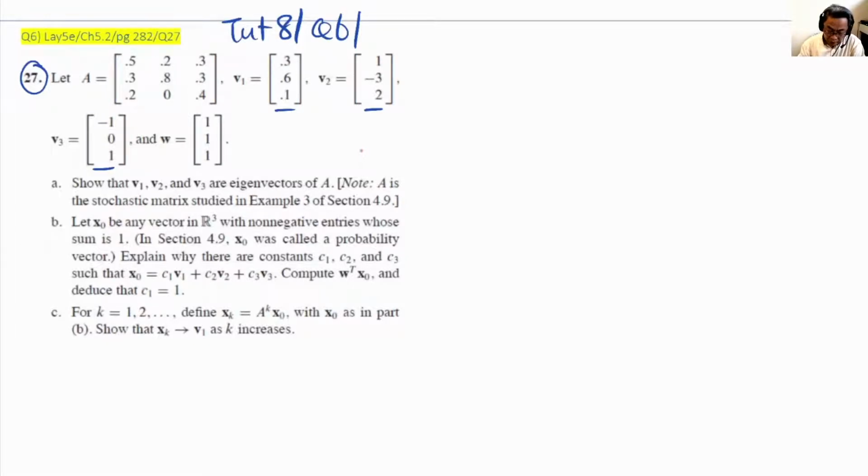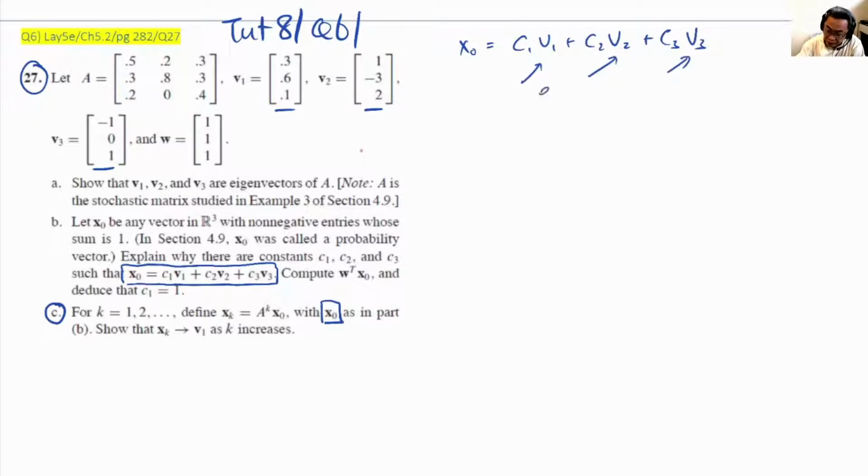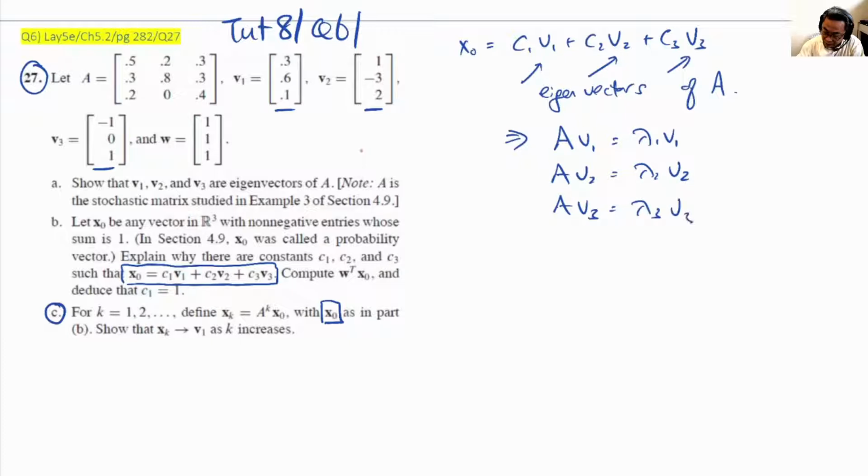This is tutorial 8, question 627, part C. We are going to use x0 from question B, where x0 is constructed from a linear combination of c1 v1 plus c2 v2 plus c3 v3. And remember that v1, v2, and v3 are eigenvectors of A. It implies that A times v1 equals lambda 1 v1, A times v2 equals lambda 2 times v2, and A times v3 equals lambda 3 times v3.